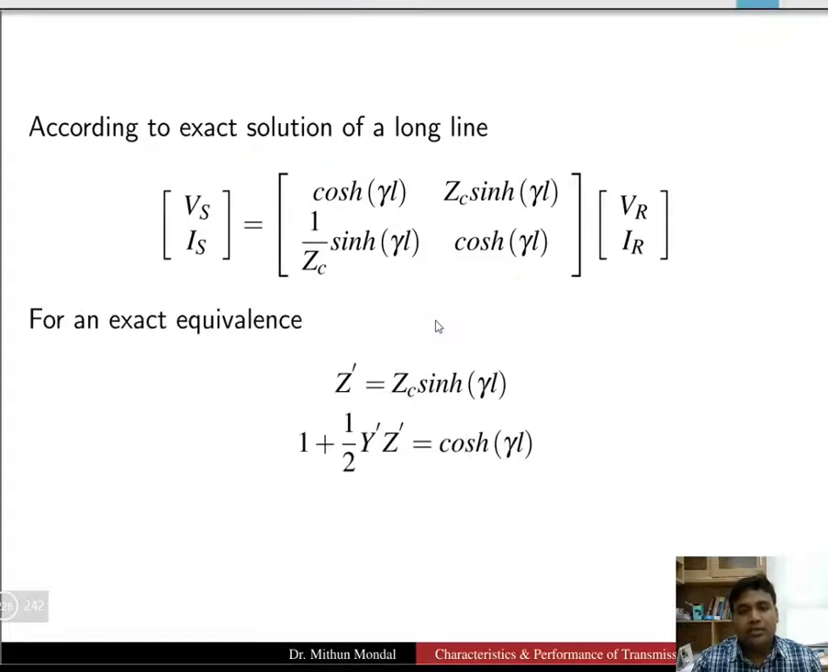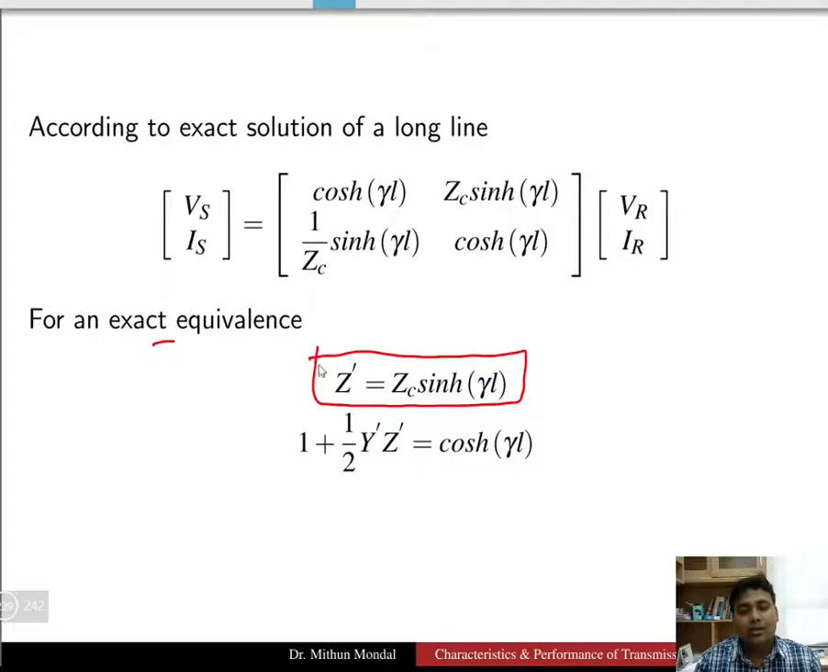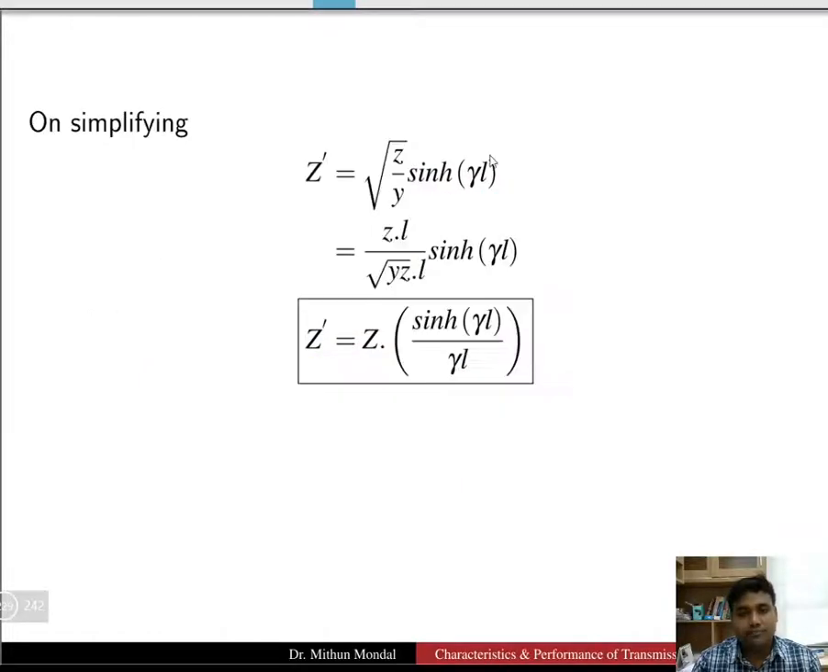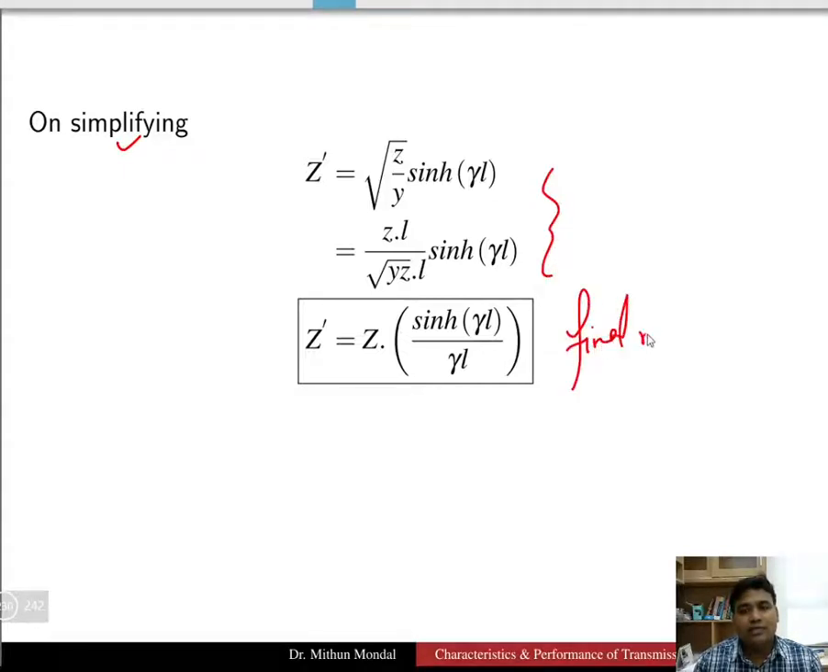So on equating the two, we can have an exact equivalence where we can obtain Z' equal to Zc sinh(γL), and the other relationship that we get is 1 + (1/2)Y'Z' equal to cosh(γL). So here we can equate these quantities, cosh(γL) and Zc sinh(γL), with the previous equation. On simplification, the final result that we get is Z' equal to Z sinh(γL) by γL.